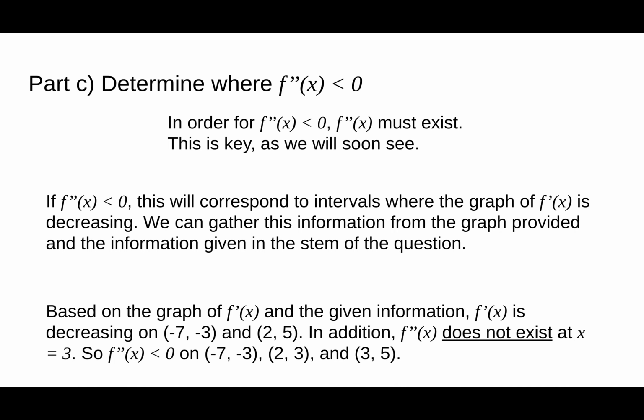In order for f double prime to be negative, it has to be a number, but it has to be a negative number. For vertical tangent lines, the slope is not defined. It's not a number. So those points would be excluded from intervals where f double prime of x would be considered negative. Taking all that into account, f double prime of x, or the second derivative of f, would be negative on the interval from -7 to -3, 2 to 3, and 3 to 5, and those have to be open at 3 because 3 is not included.